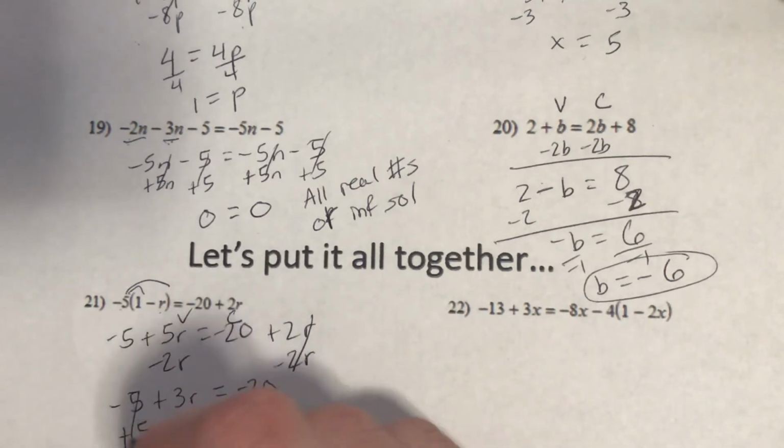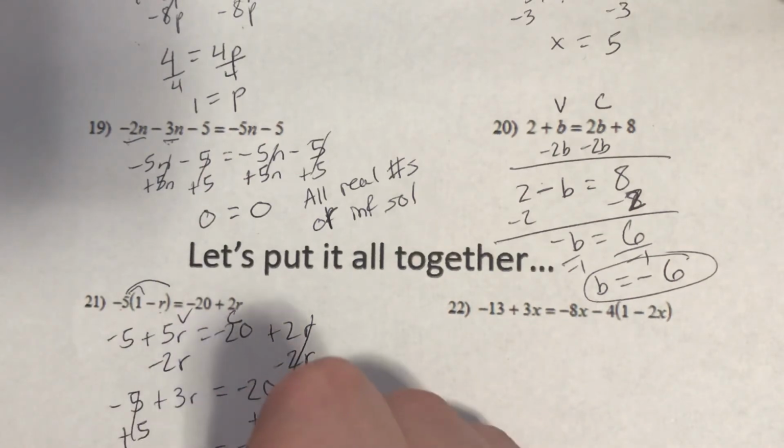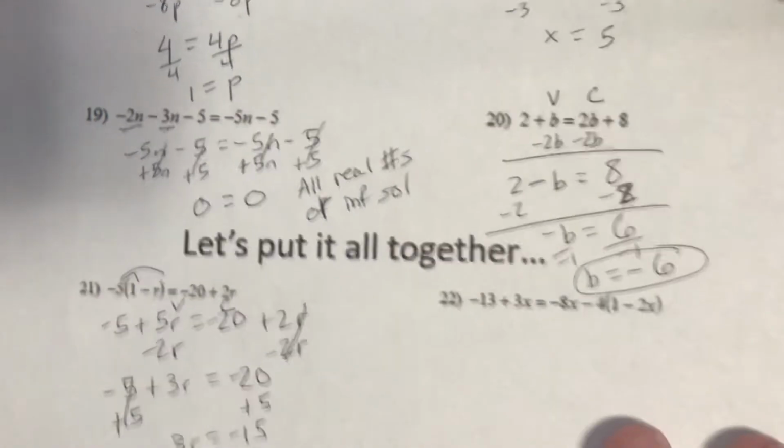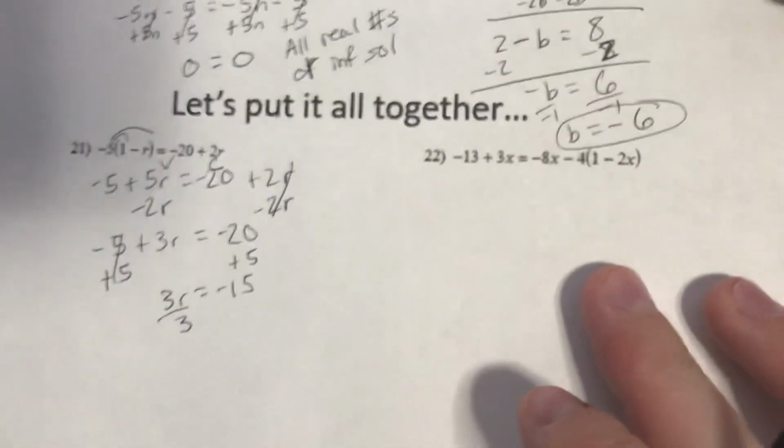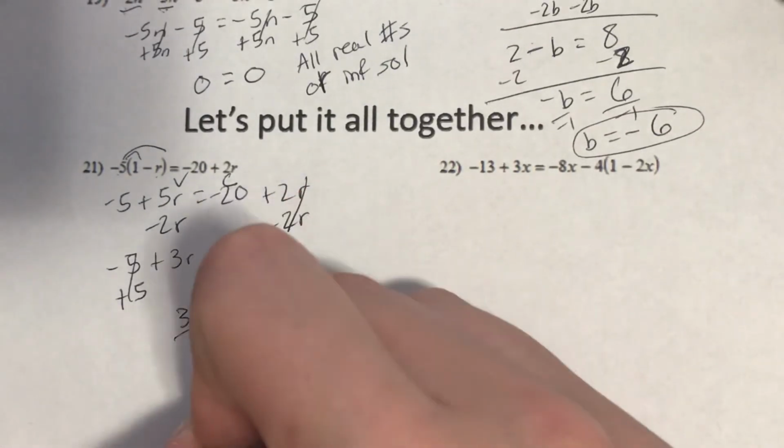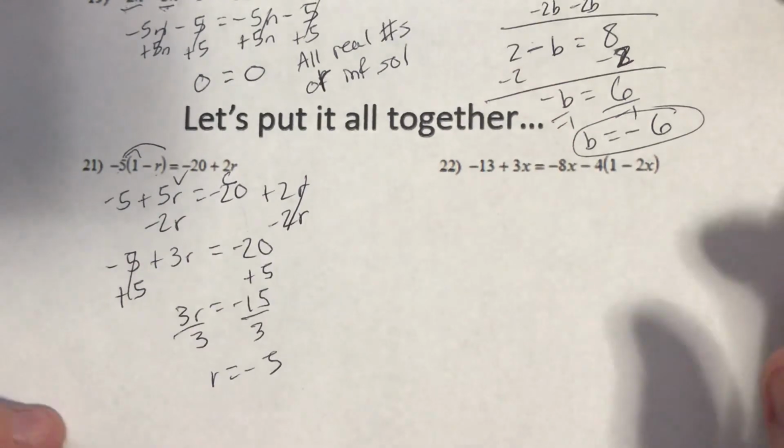All right, so we're going to add 5. We get 3r is equal to -15. Divide by 3. Sorry, I'm running out of room. We get r is equal to -5. All right, then we're going to go over here.